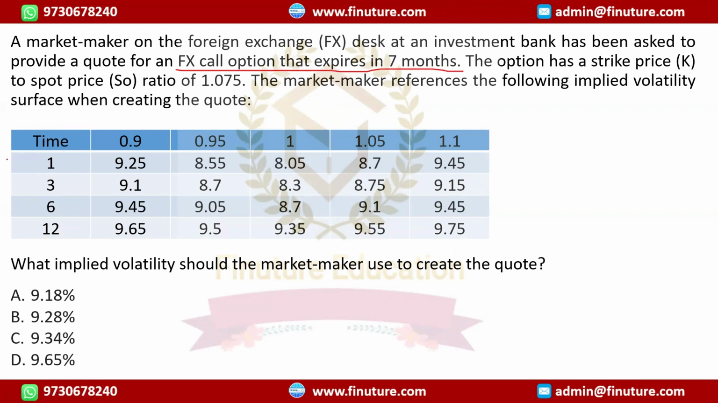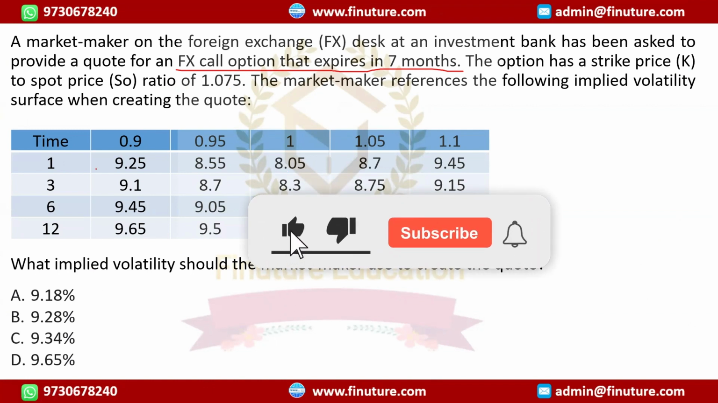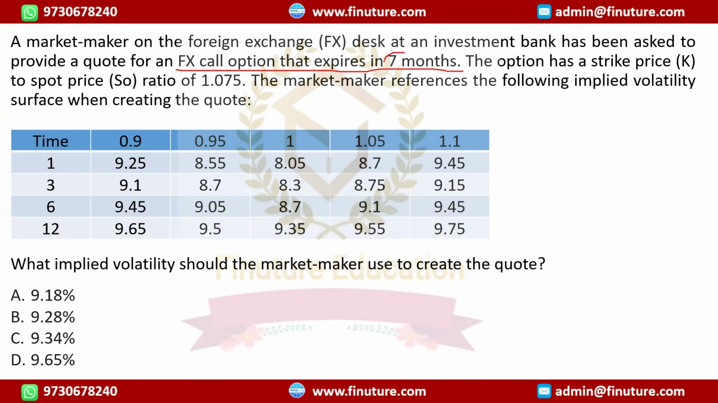To price this, you will need, of course, volatility. The option has a strike price of K and a spot price of S0, and the ratio of S over K is 1.075. The market maker references the following implied volatility surface. Usually you get the implied vol surface from the market. Time over here is 1 month, 3 months, 6 months, and 12 months, and what you're looking for is 7 months. And the ratio over here is strike to spot, so it's K over S, so basically it's moneyness.